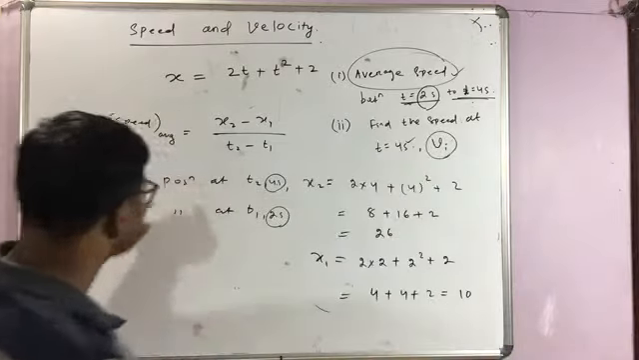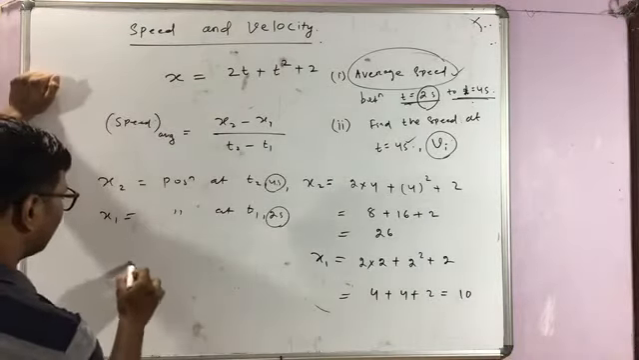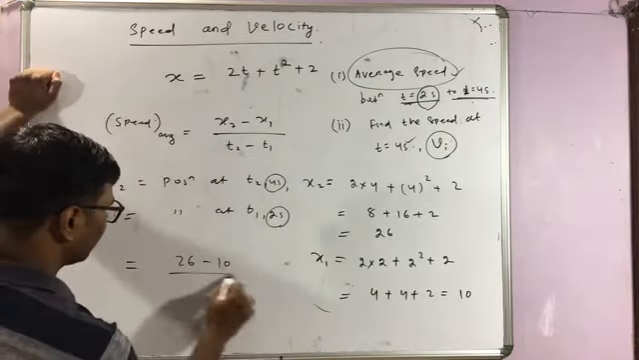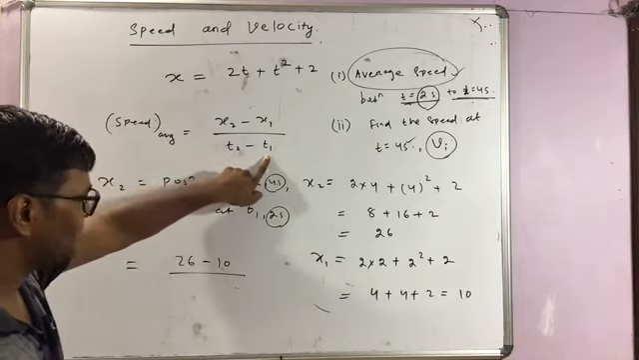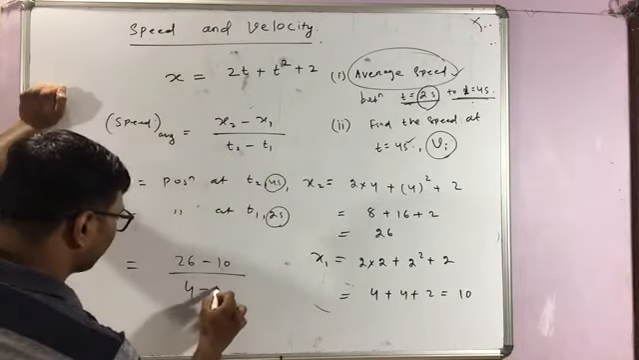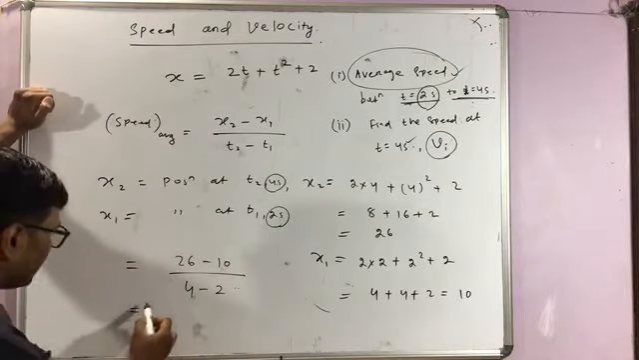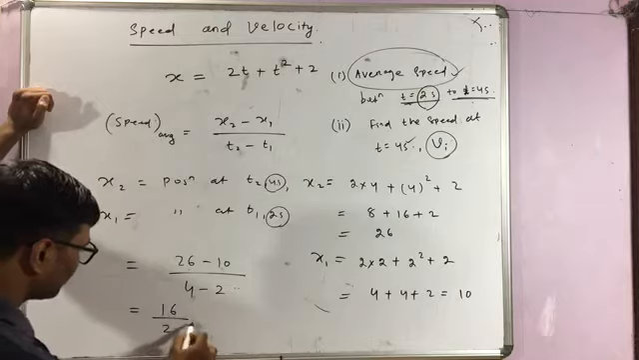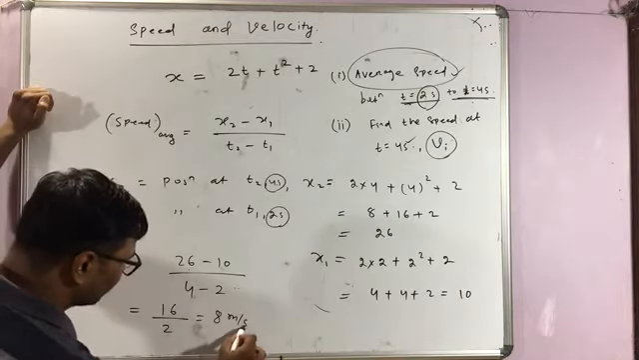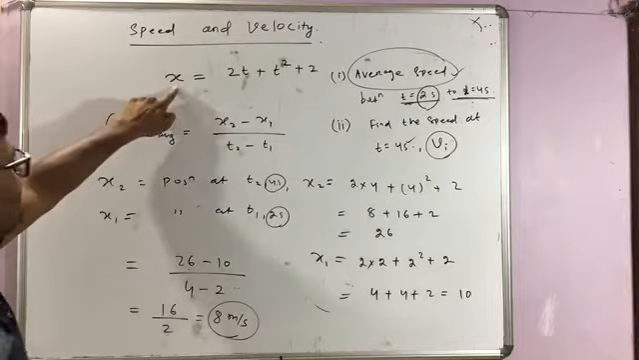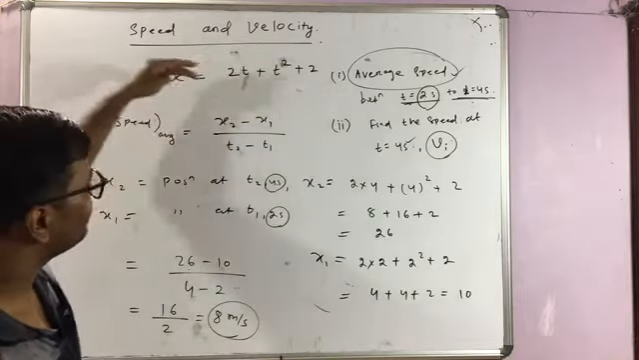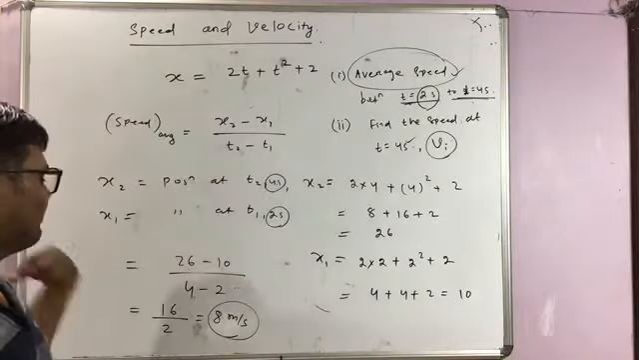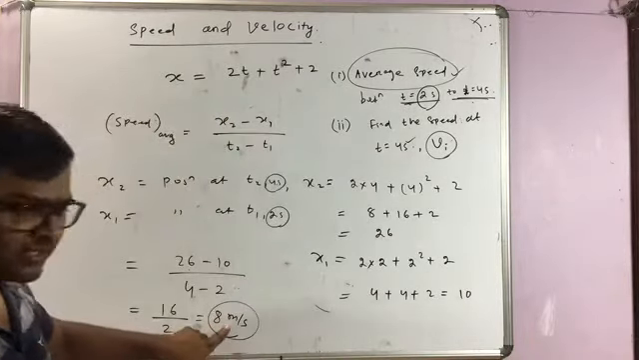Now I can put it here in this formula. x2 minus x1. x2 is 26 minus x1 which is 10, divided by t2 minus t1. t2 is 4, t1 is 2, so 4 minus 2. 26 minus 10 is 16, divided by 2, which is 8 meter per second. Actually the unit would have been given here, and the question will be like this: x is in meter, t is in second, or some other units might have been given. So accordingly you can take your units here. Got?